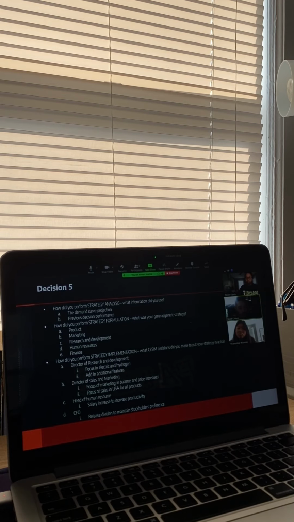Directors of Sales and Marketing continued to focus on balanced marketing as well as increasing the price, and focusing on sales in the USA for all products. For the Head of Human Resources, we did another salary increase, again to focus on increasing productivity. The CFO, we again released dividends to maintain stockholder preference.